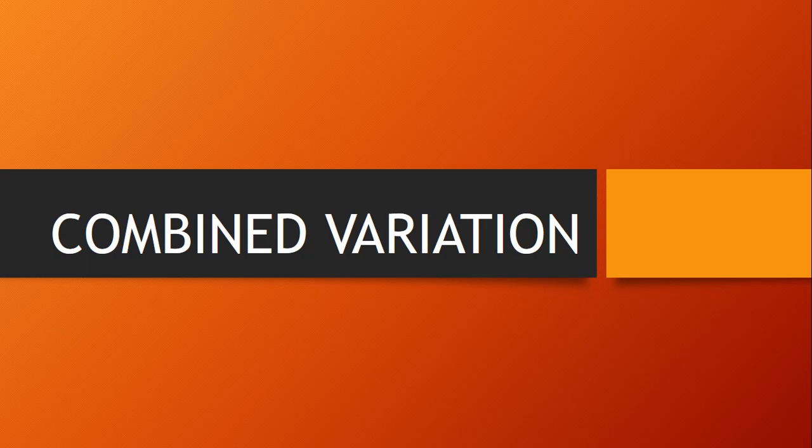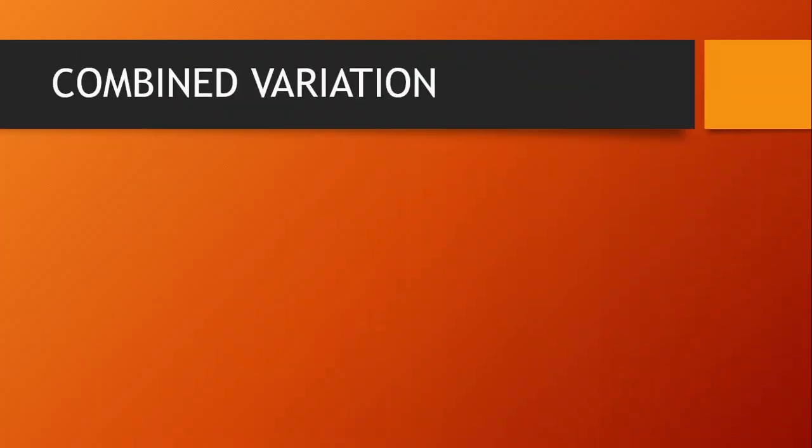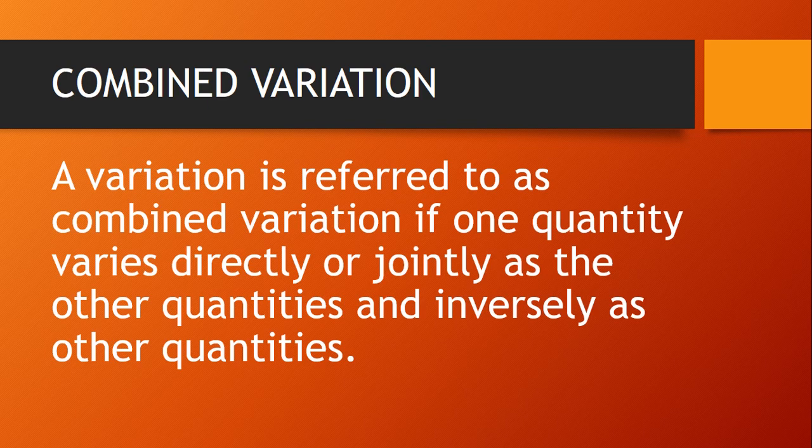Combined variation. So, ano nga bang combined variation? So, from the word combined, magko-combine yung dalawang variation. For example, yung direct variation, iko-combine mo sa inverse variation. O yung jointly variation, iko-combine mo sa inverse variation. So, always sa inverse variation, iko-combine.